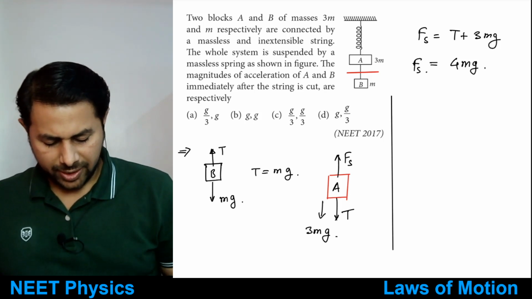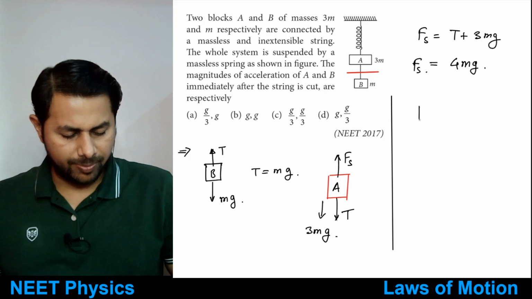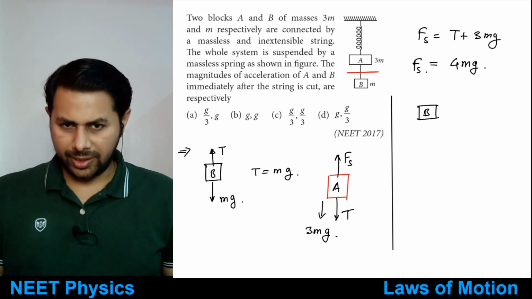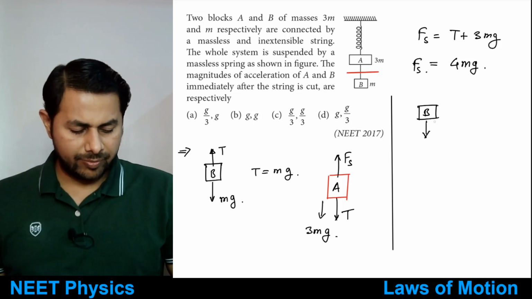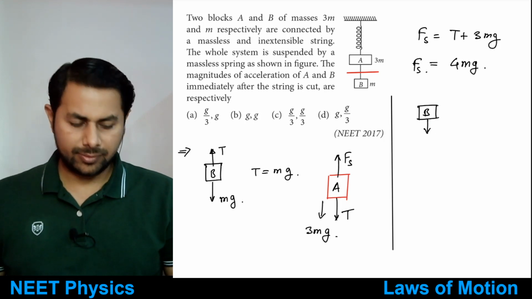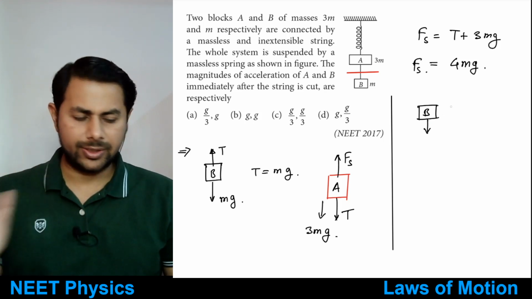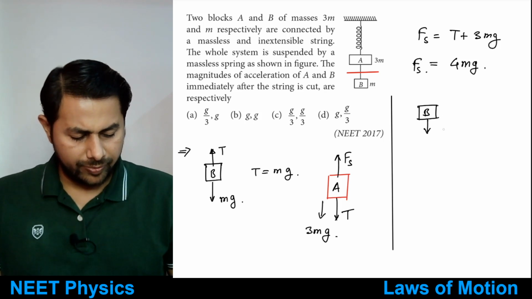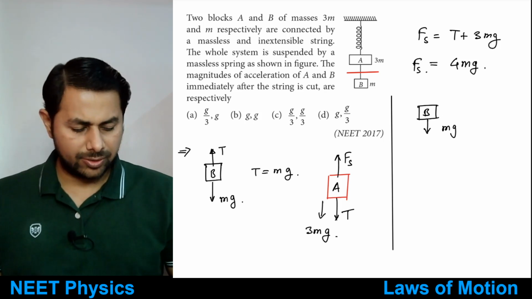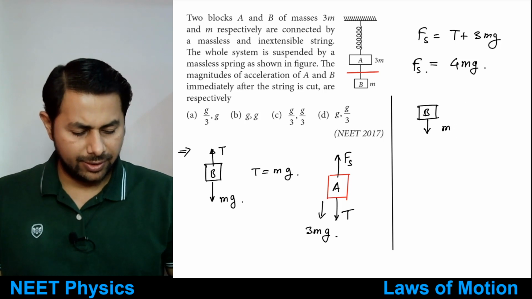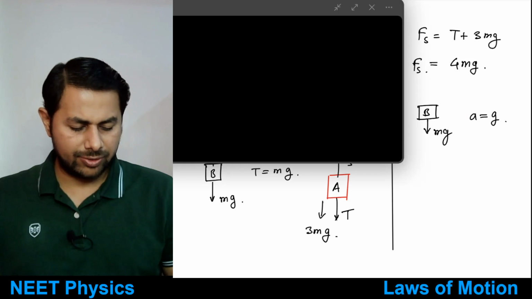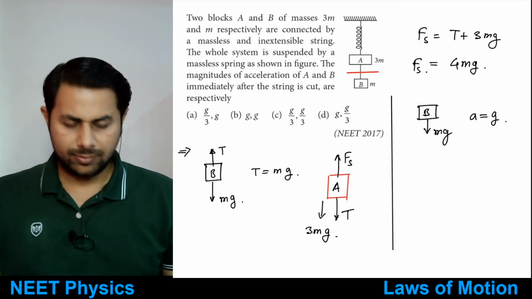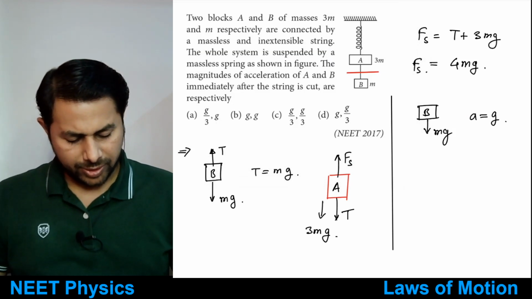So when you cut the string, what will happen to this B? Option A. Okay, let's check. When the string is cut, B will just accelerate downwards, because the upward force is 0 on B and therefore the net force is mg, which is equal to mass times acceleration, right? So acceleration is just equal to g. Okay, then what about this one?